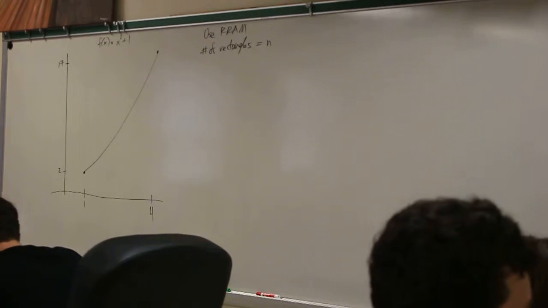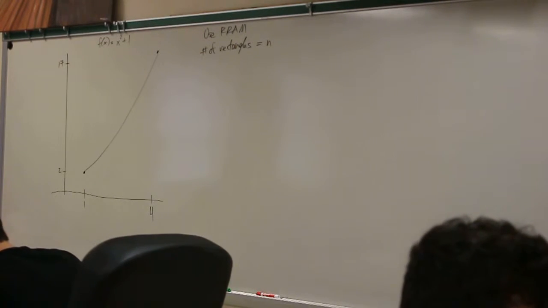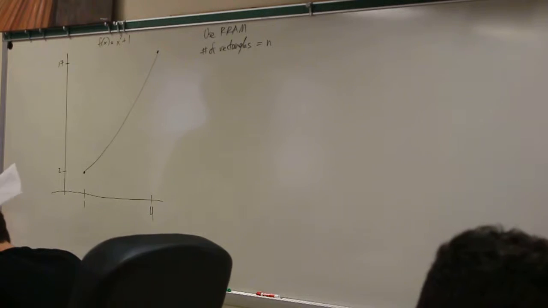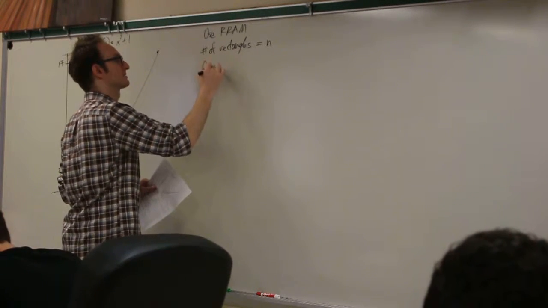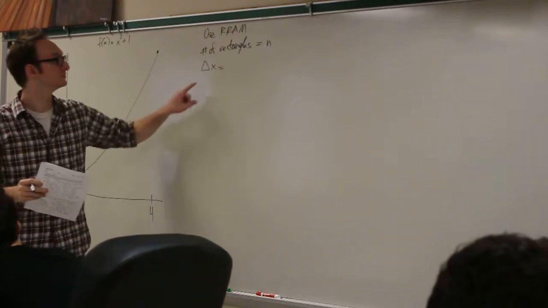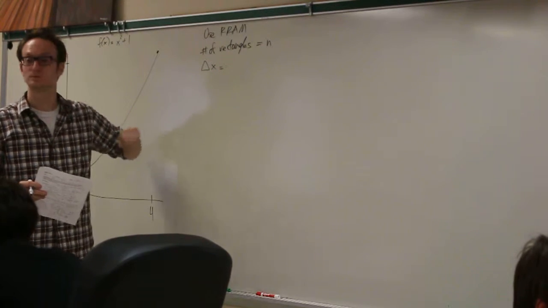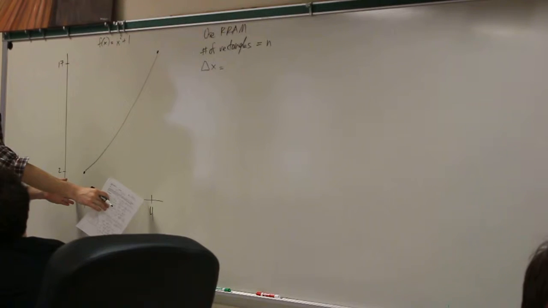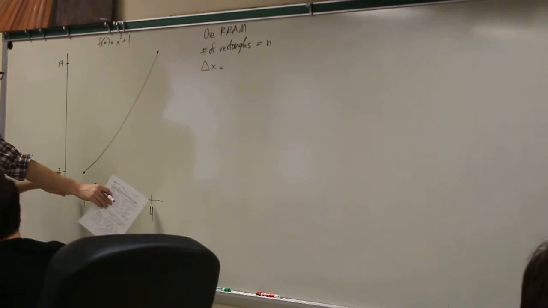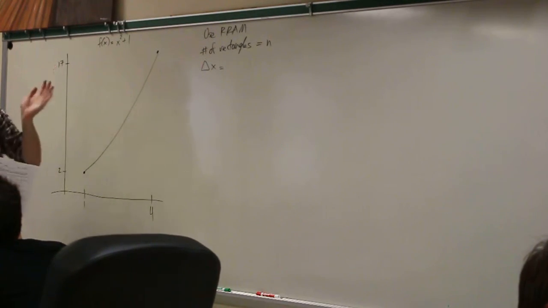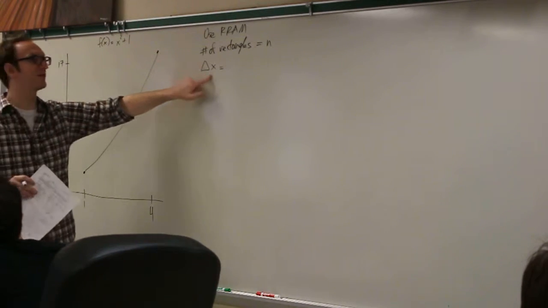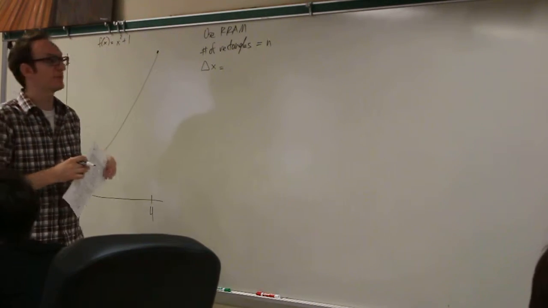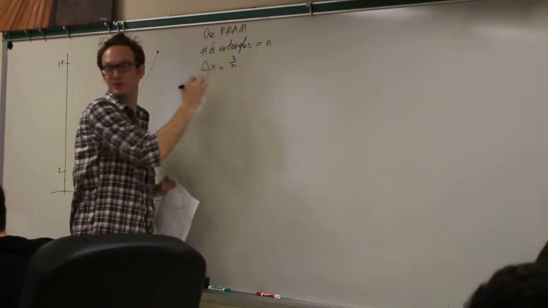Rectangles be n, we have something important to do, which is: what is the width of each rectangle? What is delta x? What is the entire width between 1 and 4 that we want? 3. So if I have a width of 3 and I want to split it up into n subintervals, then what's the width of each subinterval? 3 divided by n.